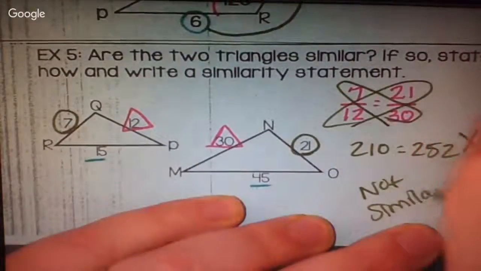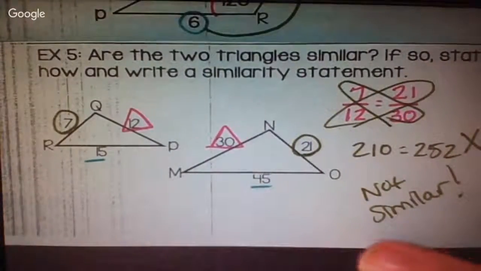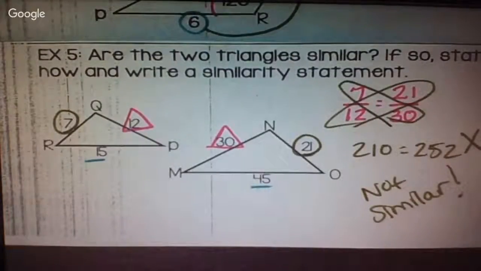So y'all have to go through all of them? Nope, you only have to go through all of them if they work. If they work, you have to check all 3. But as soon as one of them doesn't work, you're done. It's not similar, stop.